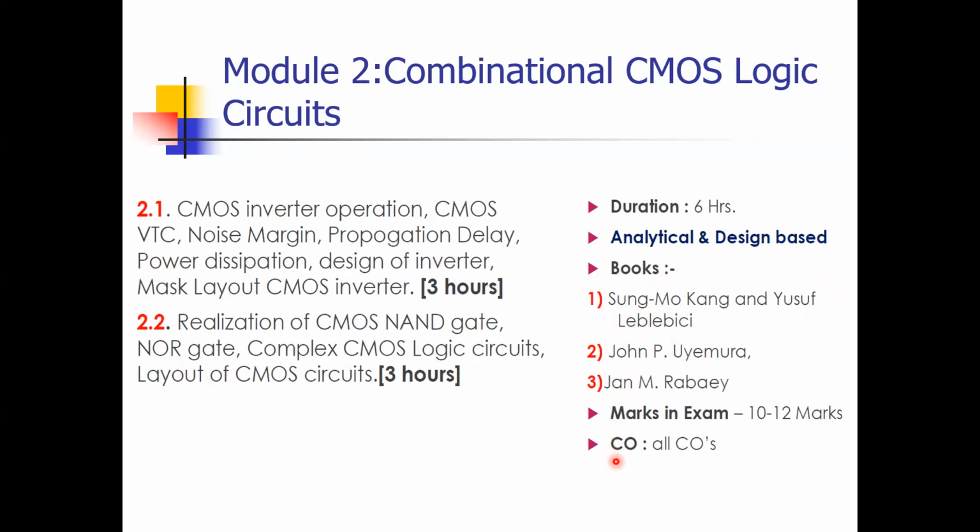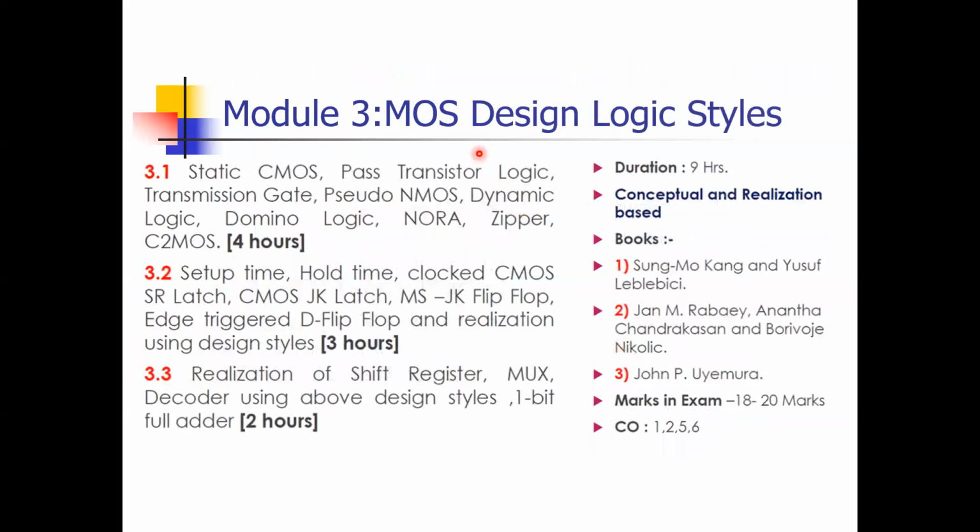Okay, next is first design logic styles. A logic style means designing, and there are different types. Static CMOS means there is no clock used here. That is static. But if we are using a clock, because the clock is very important for the memory part, then it becomes dynamic logic. Then there are pass transistor, transmission gate, pseudo, dynamic, domino, NORA, zipper, C2MOS, which means clocked CMOS.